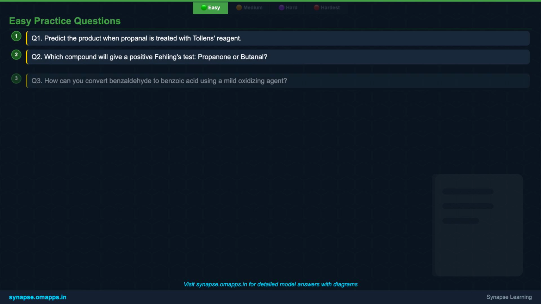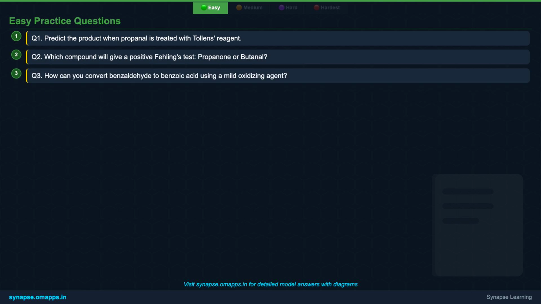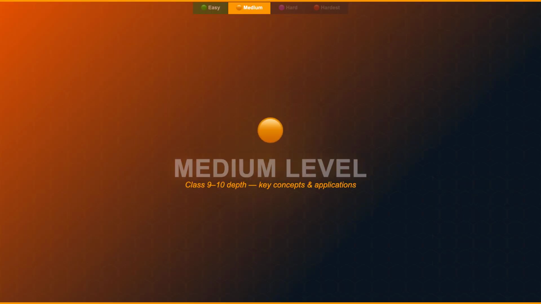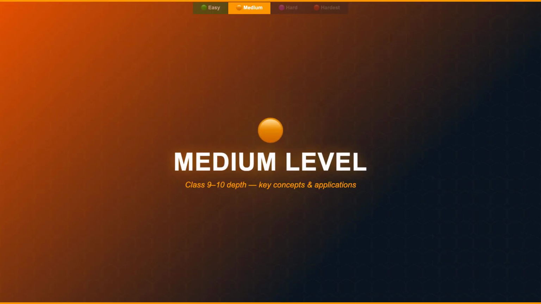Now it's time to test your understanding of these basic oxidation concepts. Take a moment to read and answer these 3 practice questions. Remember the key differences between aldehydes and ketones in their reactivity towards mild oxidizing agents. Good luck!